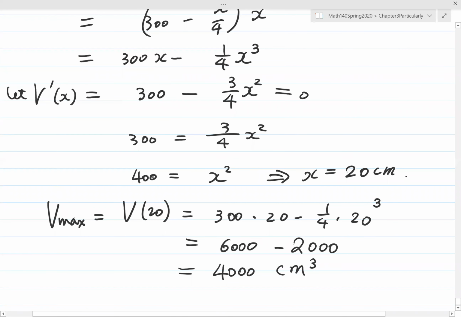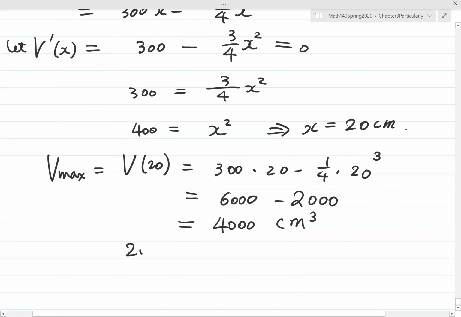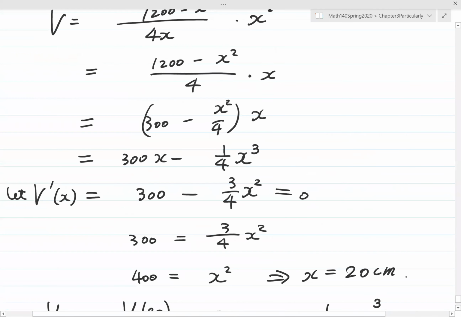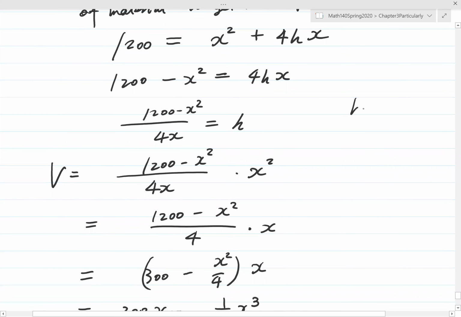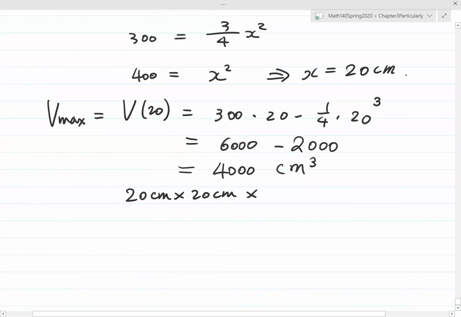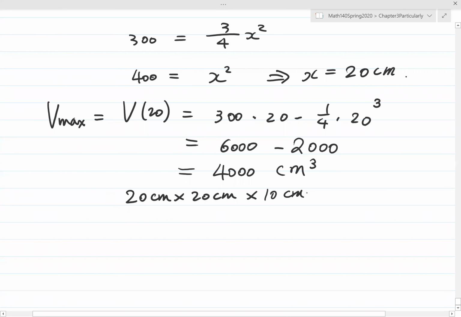So when X is 20, the dimension of the box is 20 centimeters times 20 centimeters. In that case, you solve for H. Plug in: H is 1,200 minus 400 over 80. So H should be 10 centimeters. So the dimensions of the box are 20 times 20 times 10 centimeters, so that the volume achieves its maximum, 4,000 centimeters cubed.